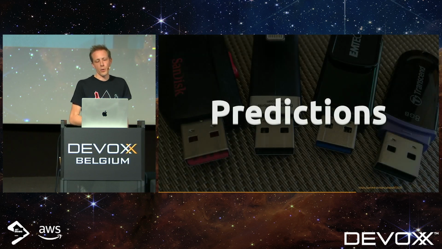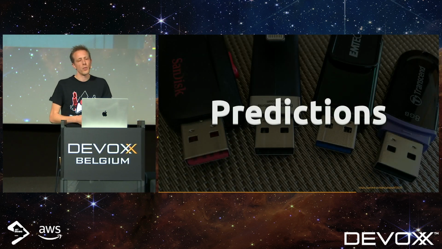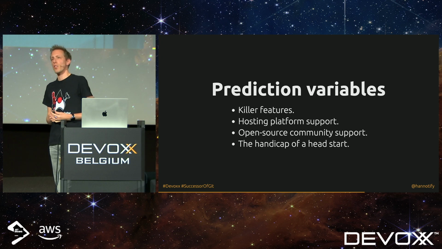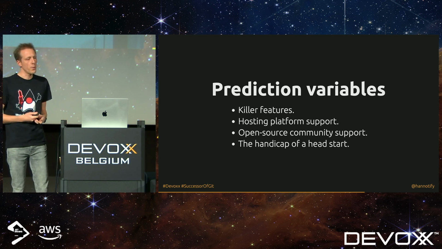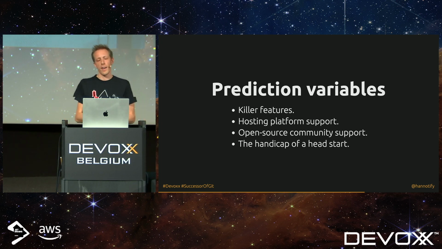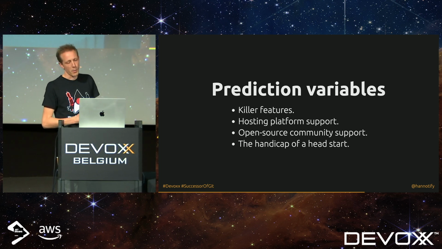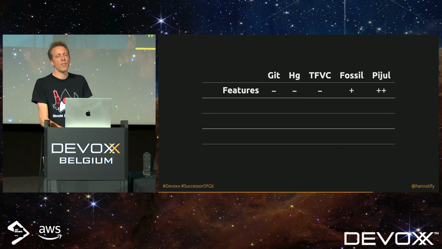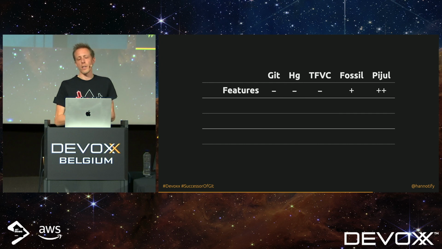But of course, there are a few drawbacks, and I'll try to plug them into our prediction variables. So these were the prediction variables that we created, right? Just before we did the demos of Fossil and Pijul. Killer features, hosting platform support, open source community support, and the handicap of a head start. So now that we have seen a bit of Fossil and Pijul, let's score them according to these variables. Well, when we talk about features, I gave Pijul the highest score because I like their fast patch-based versioning.